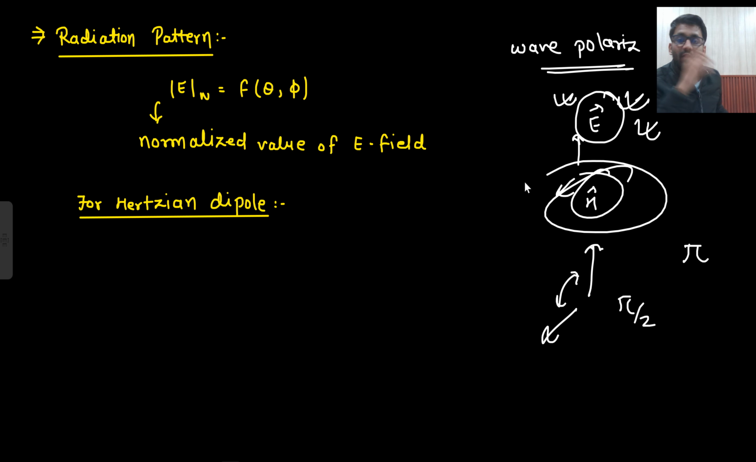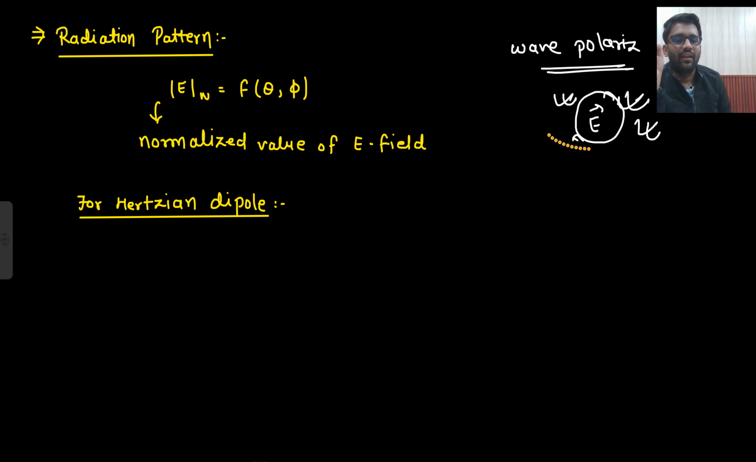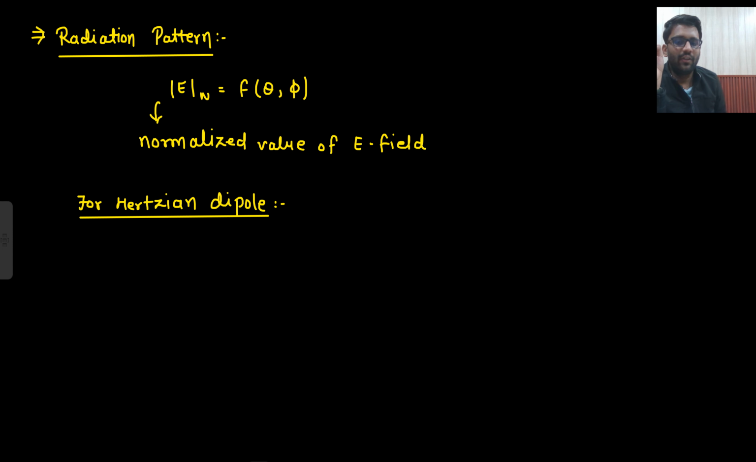And what we are going to find? We are going to find the normalized value of E field. And what do you mean by normalized value of E field? Normalized value of E field is whatever E theta expression you are getting divided by the maximum value of E theta. I don't know why I put this as mode; there is nothing like mode here. It is just the normalized value of electric field, which will be a function of theta or phi.